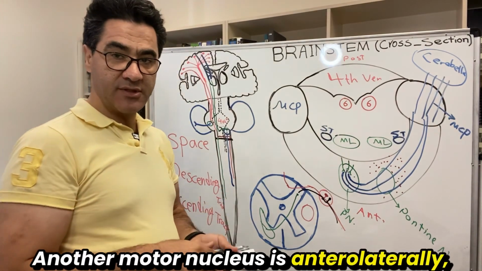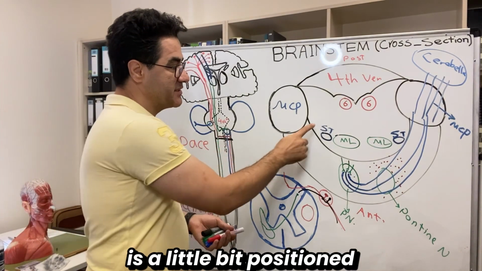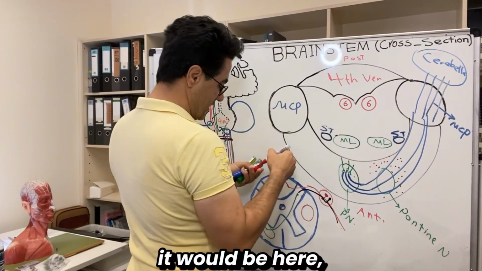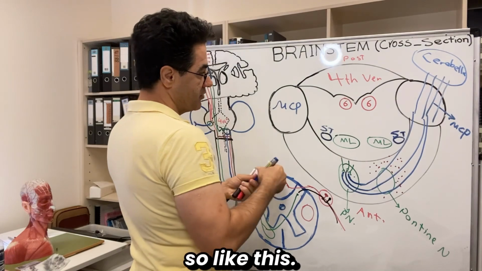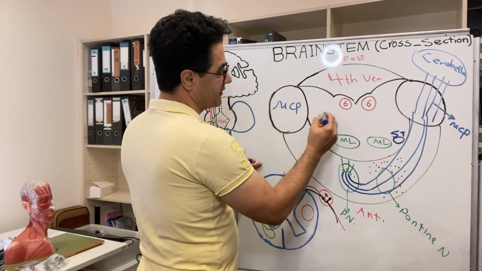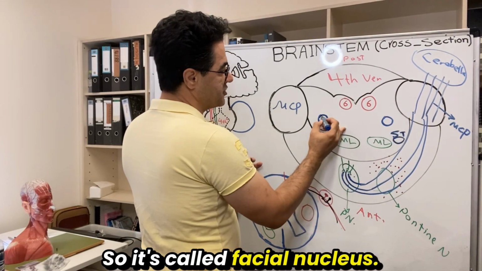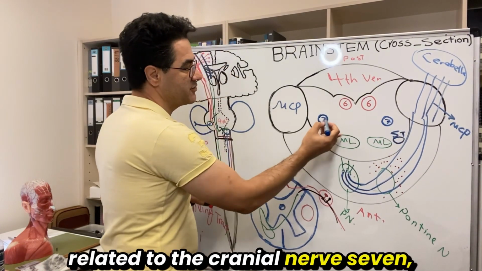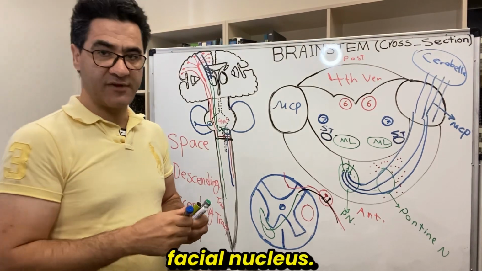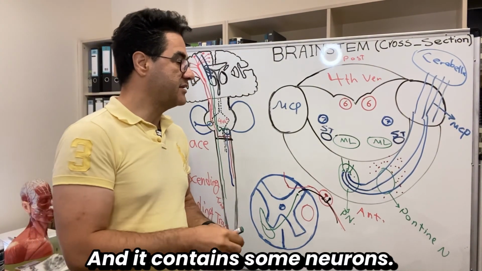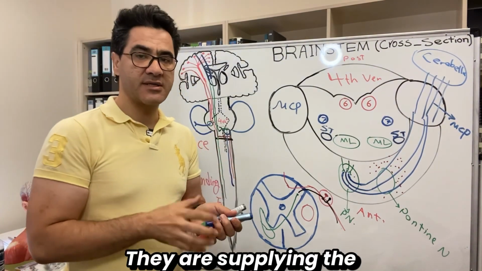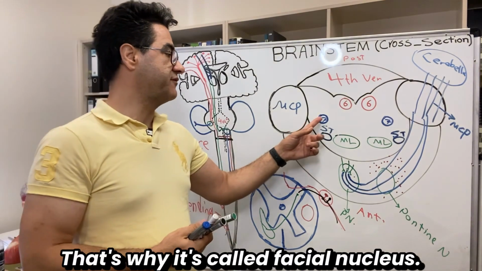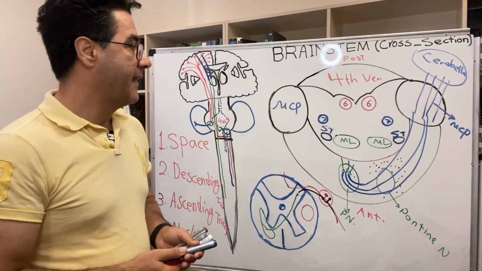Another motor nucleus is anterolateral. It is a little bit positioned anteriorly and laterally. It would be here, so like this. So it's called facial nucleus. Again, it is a motor nucleus related to the cranial nerve 7, and it contains some neurons. They are supplying the facial expression muscles. That's why it's called facial nucleus.